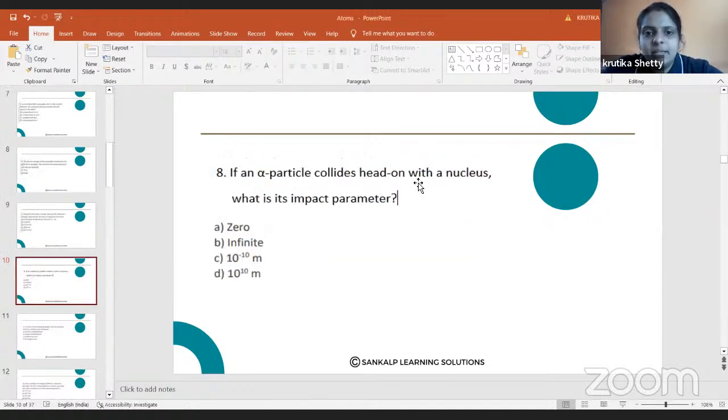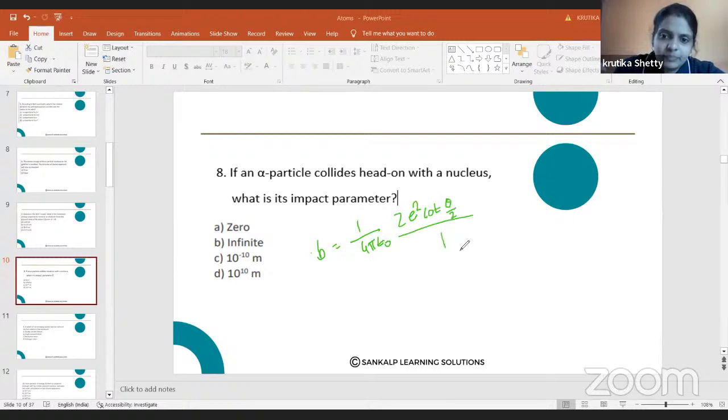If an alpha particle collides head-on with a nucleus, what is its impact parameter? So here, note down the impact parameter formula. I already gave it to you just now. So the impact parameter b is equal to, that K value is nothing but 1/4 pi epsilon naught. It is Z E square cot of theta divided by 2 divided by kinetic energy.